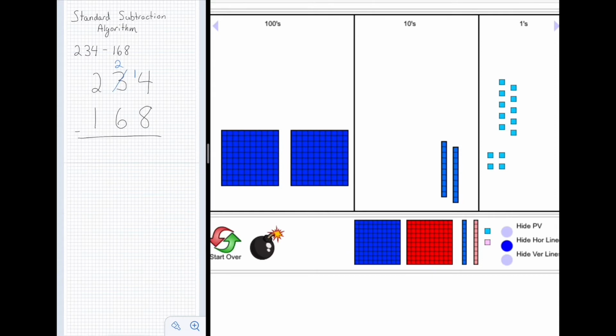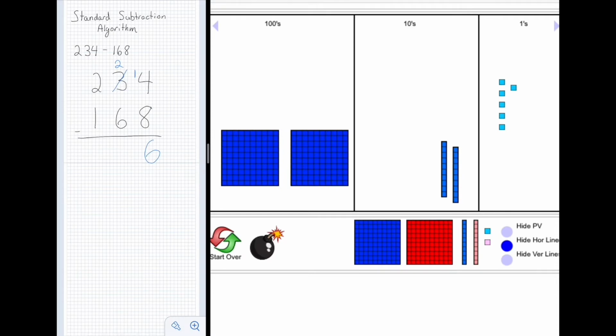Now I can take away the 8. So let me highlight 8 of these. So here's 4, I'll take them away. And here are 4 more. I'll take those away. Subtraction is a takeaway. And I'm left here with 6 ones.